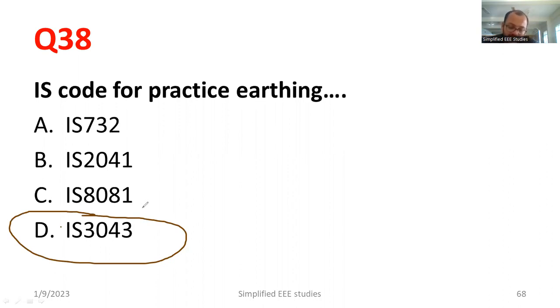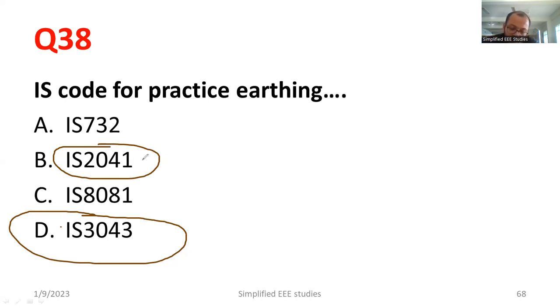IS code for practice, like steel plate for pressure vessels, that you can go for IS 2041. This is the right answer. I will repeat again, the code I am going to recite once again. The steel plate for pressure vessels at moderate low temperature, that is basically IS 2041.